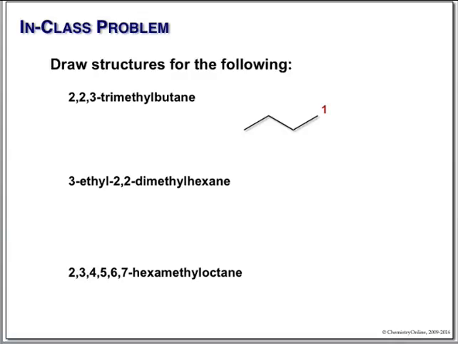And I'll let this guy be carbon 1, just because I can. On carbon 2, we have 2 methyl groups. So that's 2 lines coming out of here. On carbon 3, we have another methyl group. So that's another line. 2,2,3 trimethyl.